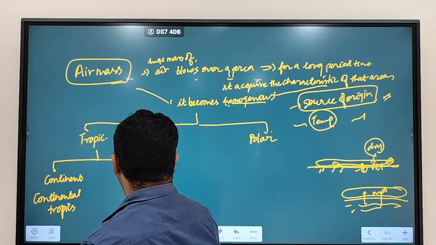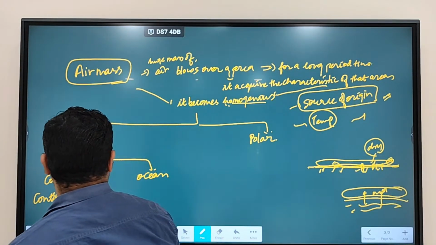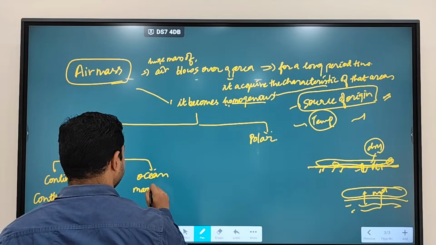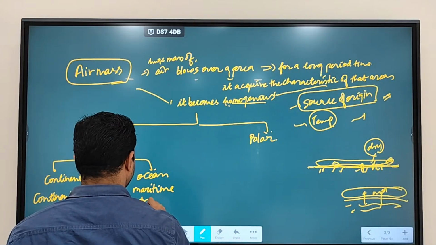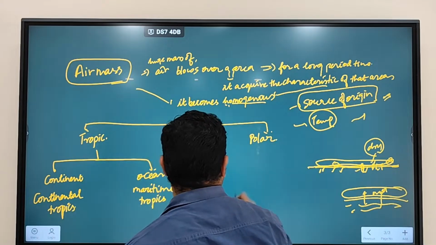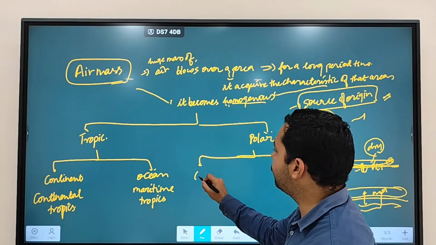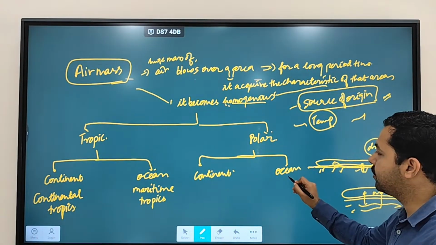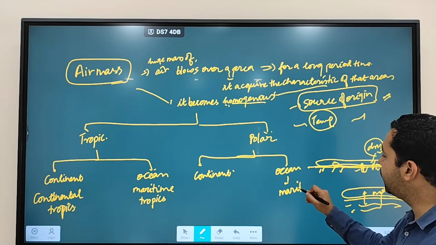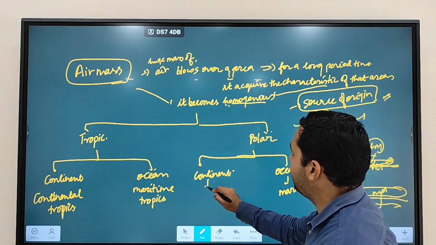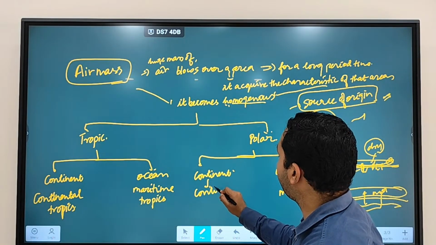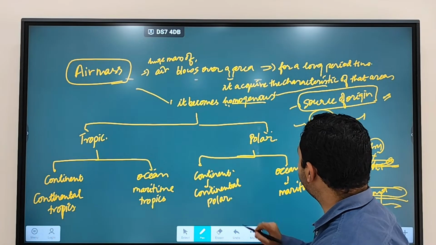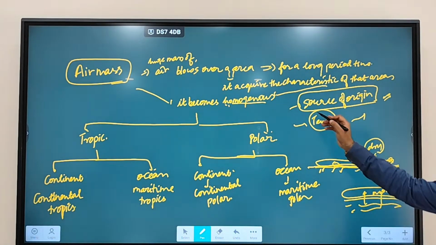or it can be referred as maritime tropics. In the polar region also, they can originate either on the continent or on the oceans. So here it is referred as a maritime. Here it is referred as continental polar, maritime polar.